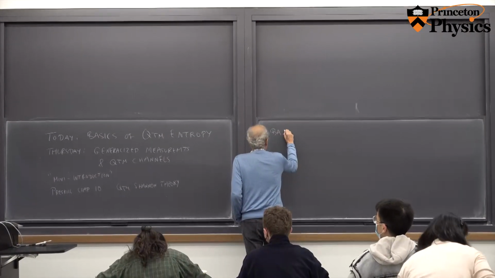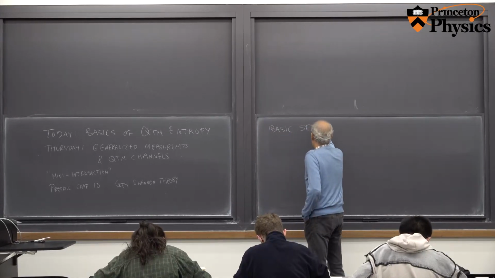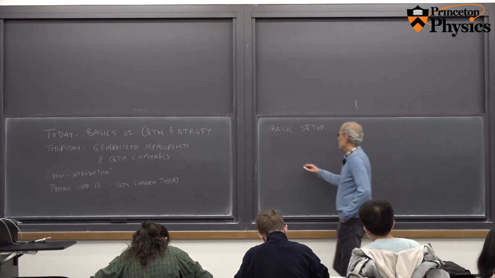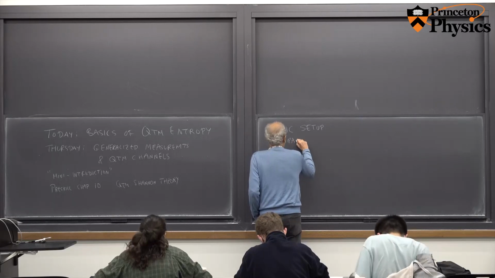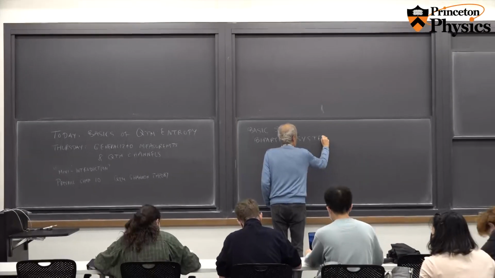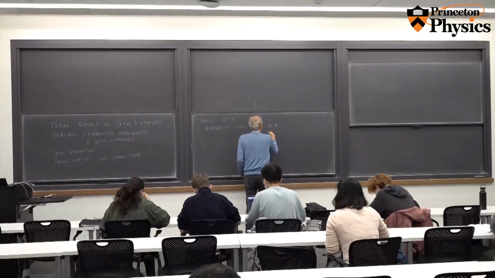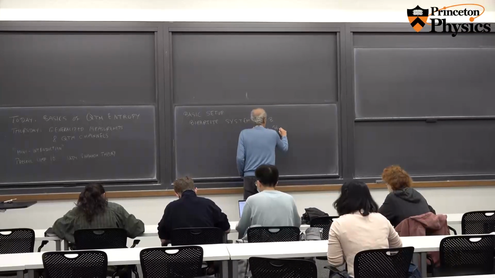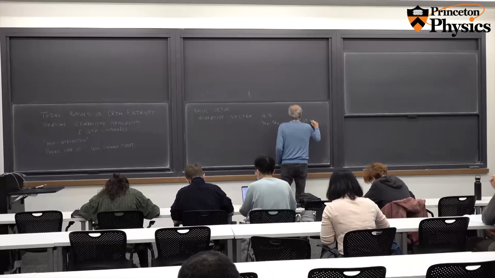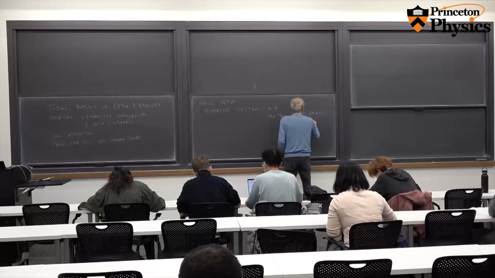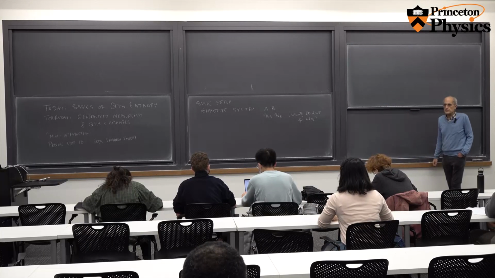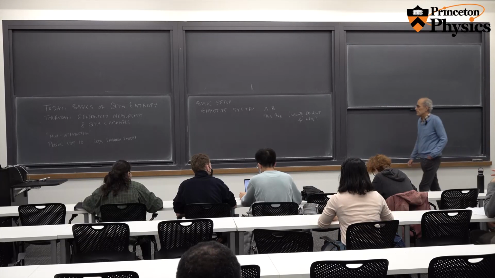So, the basic setup is that we consider a so-called bipartite system. That just means a system with two parts. The two parts have Hilbert spaces HA and HB, which for today are usually going to be finite dimensional. You could think of a spin system, or you could think of a molecule where we're only interested in finitely many energy levels, or you could think of a finite dimensional approximation to anything.